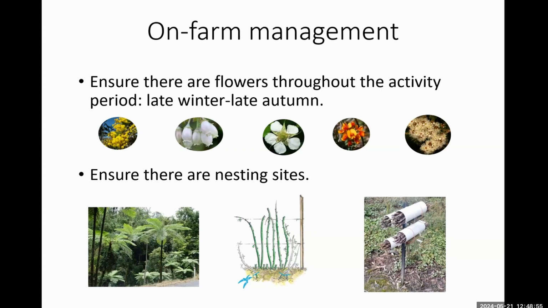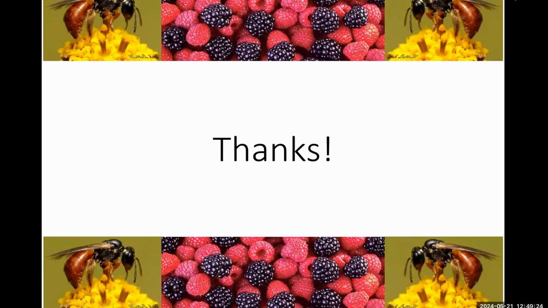Or if you don't have raspberries and blackberries, we had some success with cutting wild blackberry canes and bundling them up and mounting them on star pickets. And some places we set these up, reed bees made their nests in there, but not always. So there's still something to figure out about their preferences in terms of those artificial nests. And that's it. Thank you.